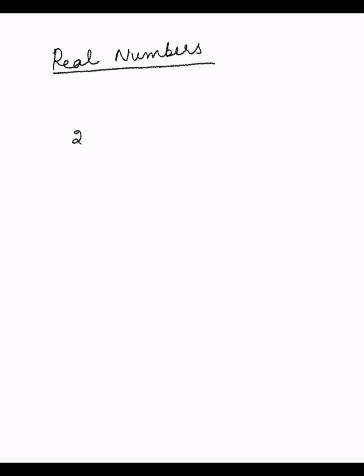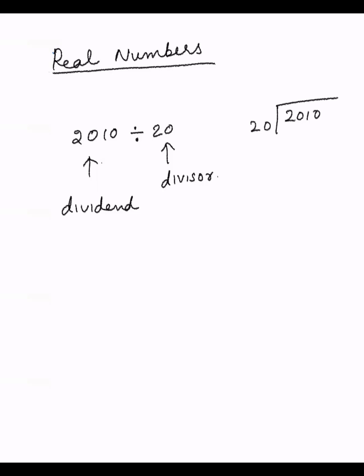Here I have 2010. I want to divide 2010 by 20. When I divide 2010 by 20, this 2010 is called the dividend, and 20 is called the divisor. Now you're going to divide 2010 by 20. How many times will it go? 20 will go one time.